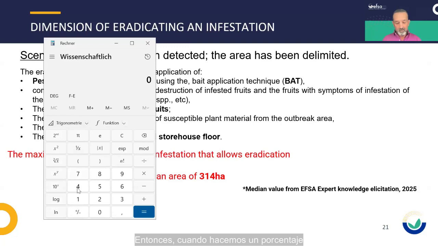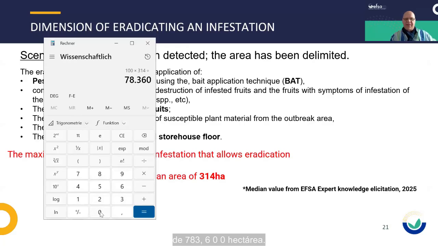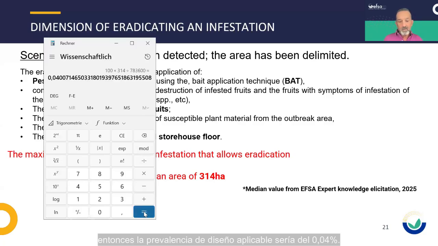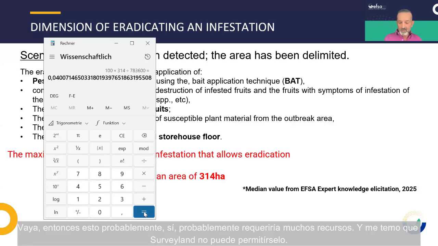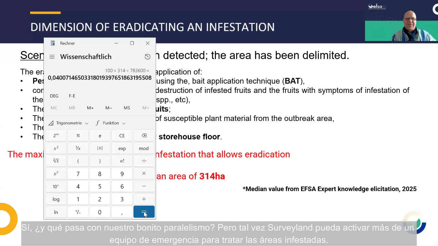That makes me immediately think about my desk calculator. So when we make a percentage out of 314 hectares from 783,600 hectares, then the applicable design prevalence would be 0.04%. Wow, that's high. This would probably require a lot of resources. And I'm afraid that Surveyland cannot afford this. So, yeah, what's with our nice parallel?